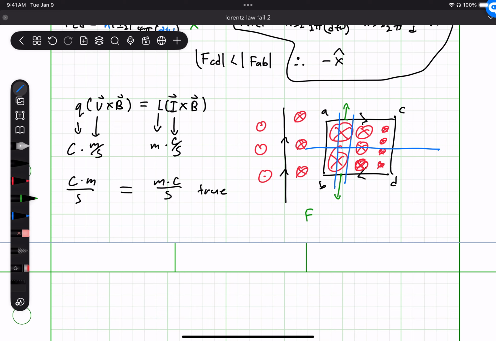So the FNet in the y direction is 0. That's why it contributes nothing to the FNet.